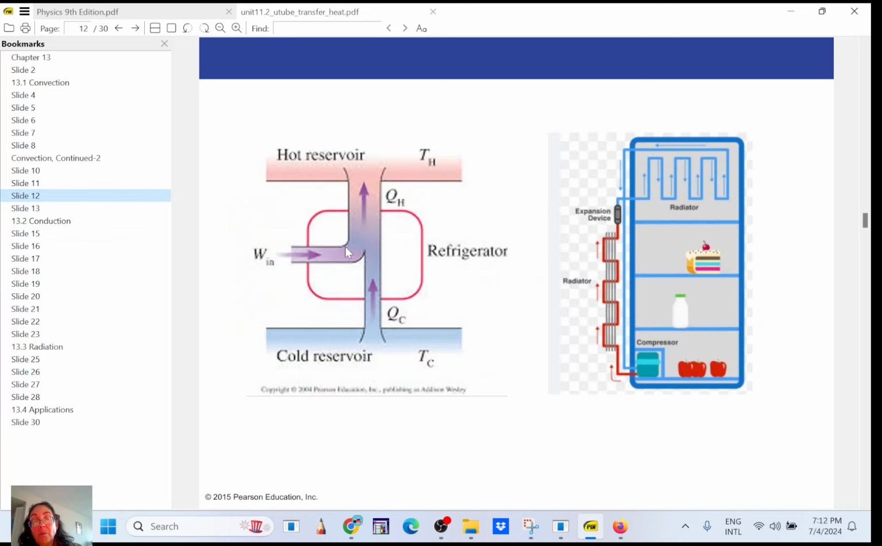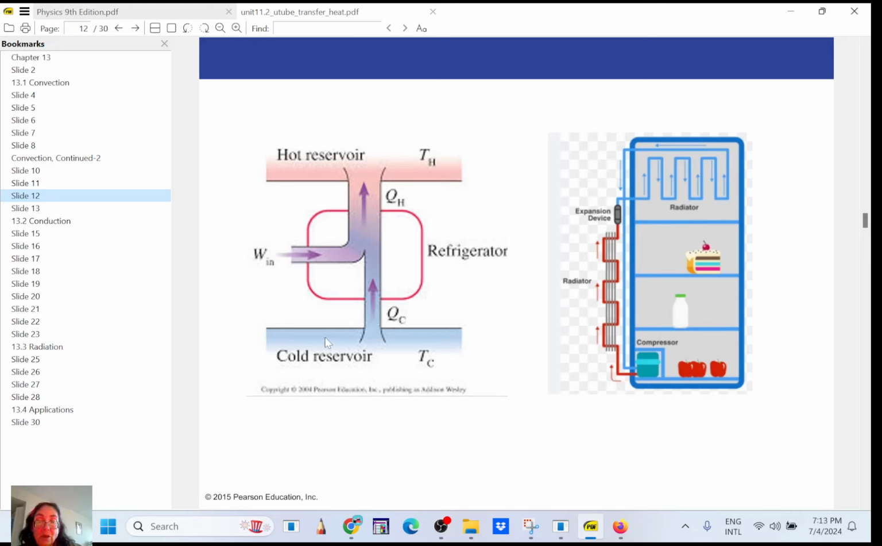Now, can we have the opposite? Yes. So we can have the fluid, like a gas or any kind of fluid or water or a coolant, go the opposite way. So from cold to hot, but in that case, you need to put energy in. So work has to be done.